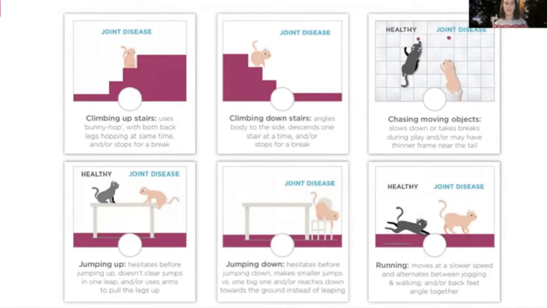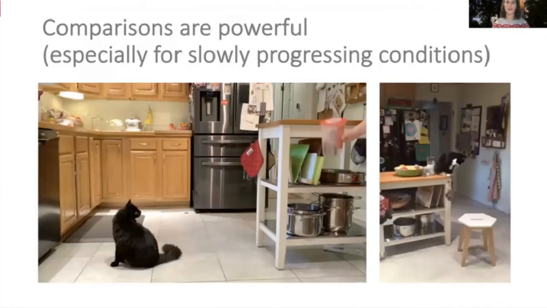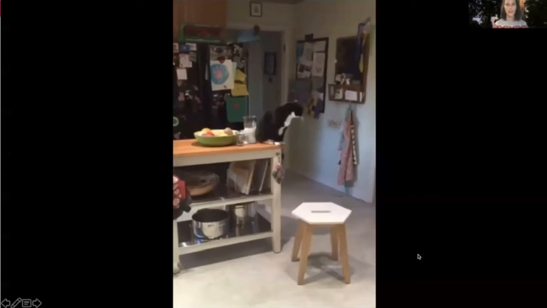So these are the activities, again, more close up. So climbing up the stairs, down the stairs, moving objects, jumping up, jumping down, and running. And those comparisons, the reason that we use those can be really powerful for people to be able to see, oh, that's what a normal cat should look like. That is not what my cat looks like. So I'm going to show you two videos. Again, one we've already seen. The same space, the same kitchen, the same height, how one cat jumps and how the other cat jumps. So here's, again, this video that we saw of Ursa.